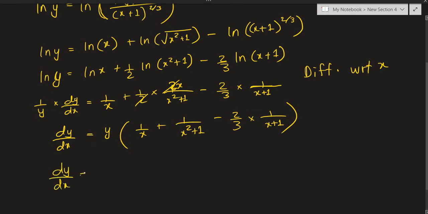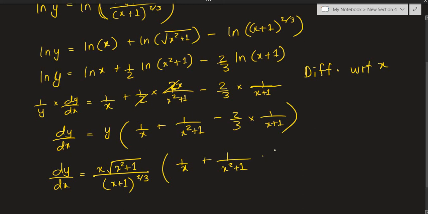So dy over dx is going to be x times square root of x squared plus 1 divided by x plus 1 to the 2/3 power, times 1 over x plus 1 over x squared plus 1 minus 2 by 3 times 1 over x plus 1.